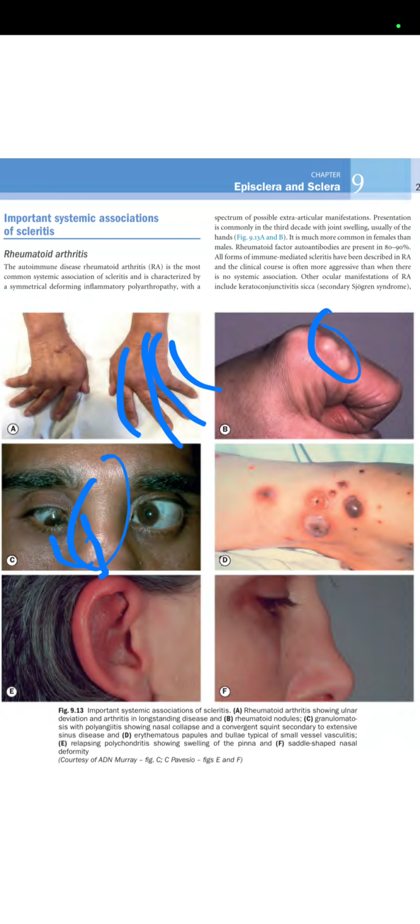D is showing erythematous papules and bullae, typical of small vessel vasculitis. E is showing relapsing polychondritis, showing swelling of the pinna. So this is the pinna, the external ear. F is showing the saddle-shaped nasal deformity.